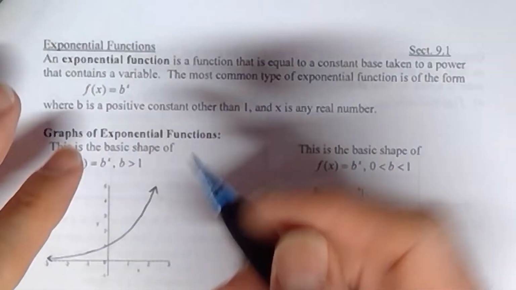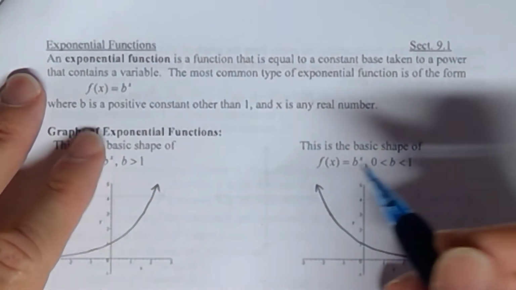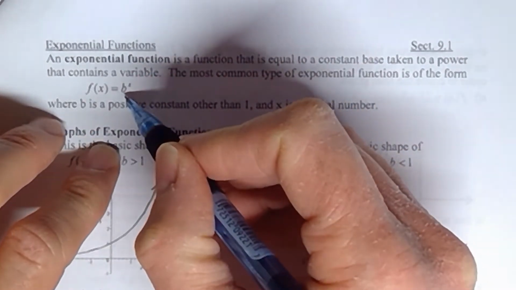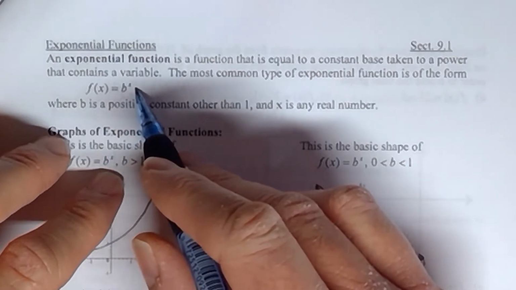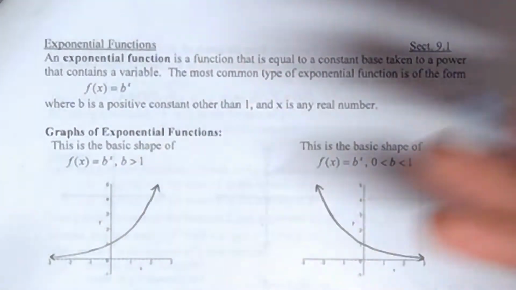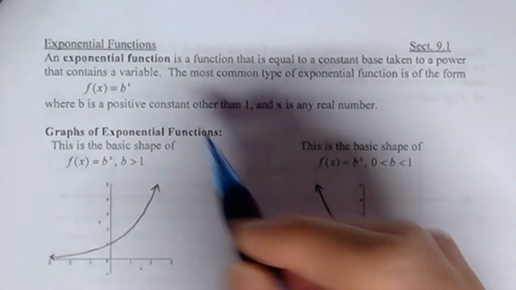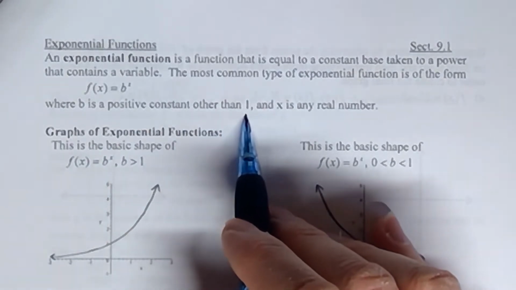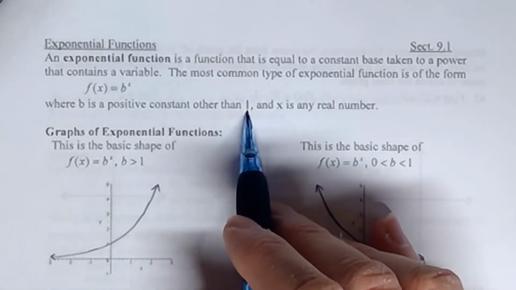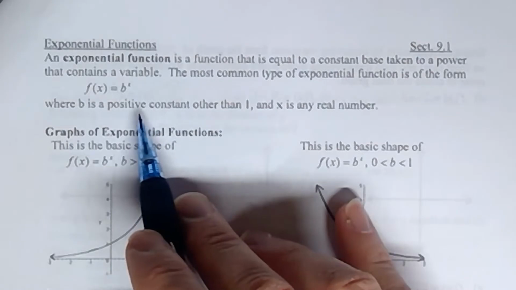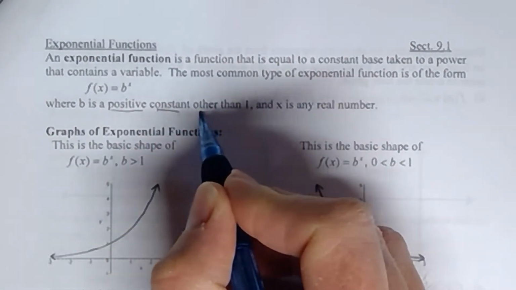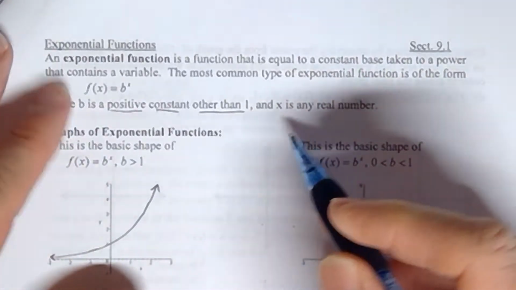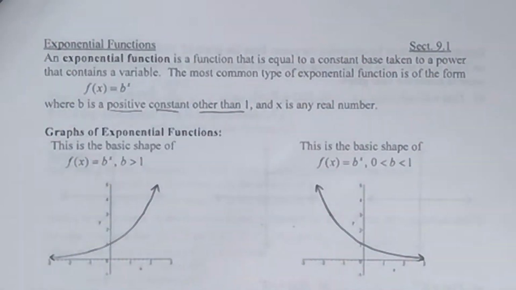The most basic kind is when you have, and I want to make this really clear, the b is a constant, you guys. For example, that could be 2 to the x power, or 3 to the x power, or 4 to the x power, something like that. It's a positive constant other than 1. We're not going to do, well, like 1 to the x power. That's something we're not going to do. So it's got to be positive, constant, not 1, all right? And then x is just a normal variable.